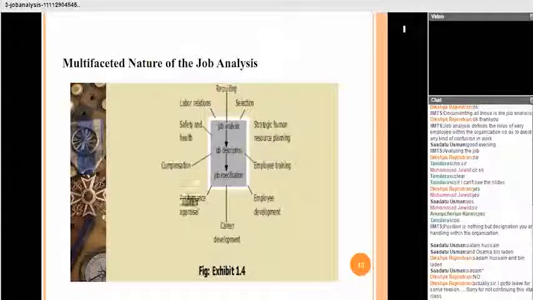Now all these which we have taken up, in this particular slide we will sum up the whole. You can see through the diagrammatic view what is the multifaceted nature of the job analysis. Job analysis, job description and job specification at the center. Then recruiting, selection, strategic human resource planning, employee training, employee development, career development, performance appraisal, compensation, safety and health, and labor relations. These are all the multifaceted nature of the job analysis.